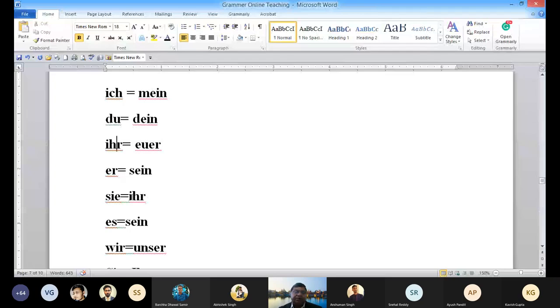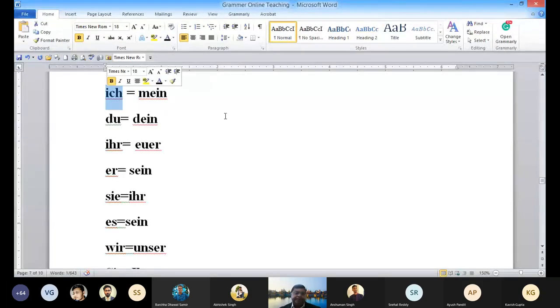Then you will be using ihr to mean her teacher: Lehrer, ihr Lehrer. Ihre Lehrerin - if a lady teacher is there, then it will be ihre. Her friend, ihre Freundin. Her sister, ihre Schwester. So like that you can use them. These are the possessive pronouns, and on the left side these are the personal pronouns.